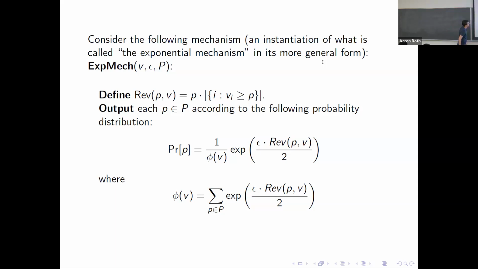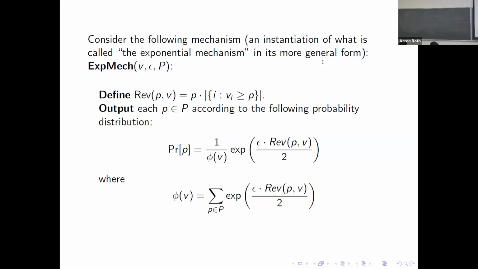All the algorithm does is it randomly outputs some price P, where the weight that we assign to price P is proportional to e to the epsilon. Epsilon's our privacy parameter, times the revenue we make if we charge price P. And then we just normalize it so that this is a probability distribution. So we're just outputting a price randomly, where we are putting more weight on prices exponentially fast in proportion to their revenue, in proportion to epsilon times their revenue.